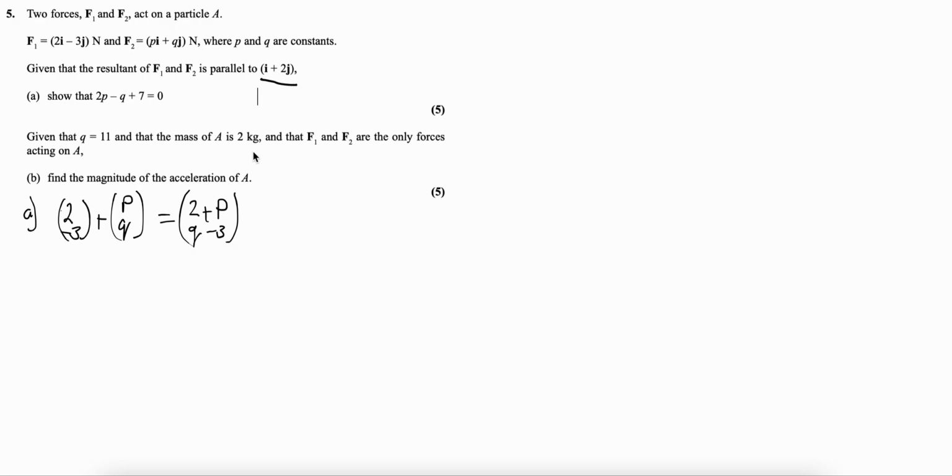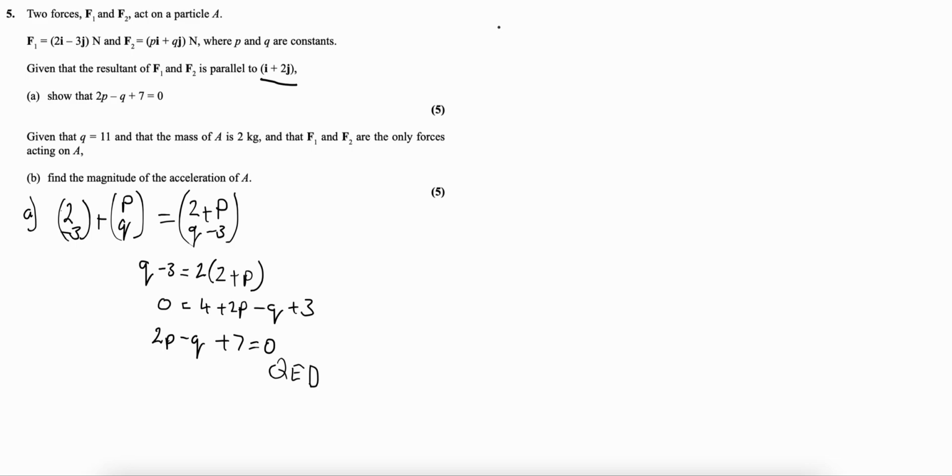That means that the j component is double the i component, which tells us that q minus 3 is double 2 plus p. So if we take everything onto the right hand side and multiply our brackets, we'd get 4 plus 2p minus q plus 3, which gives us that which is required, 2p minus q plus 7 equals 0, QED.